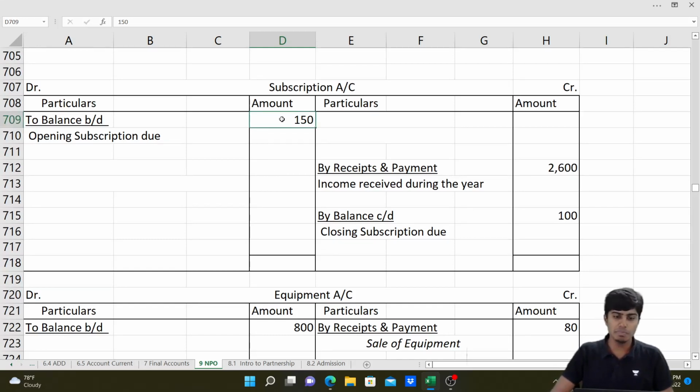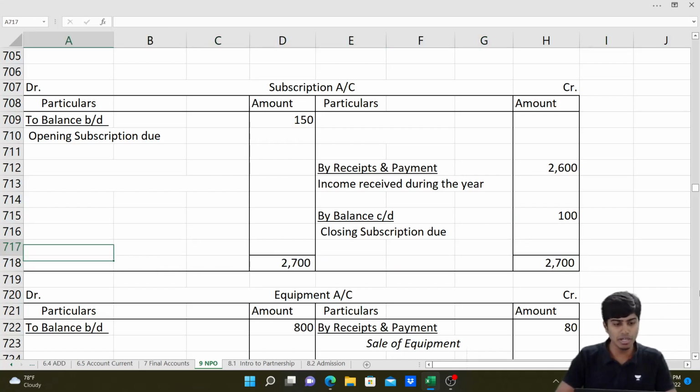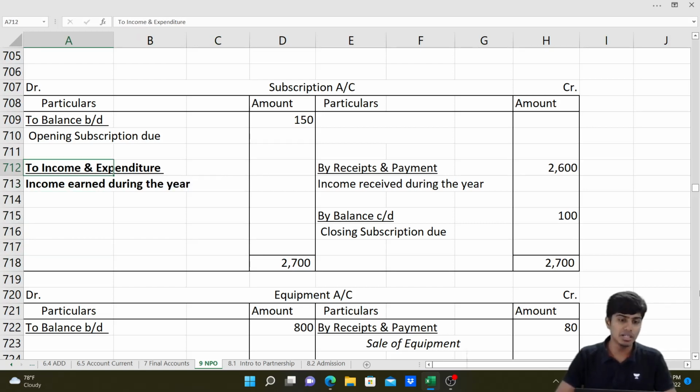So 150 previous year's outstanding, 2600 received during the year, 100 is still outstanding. So I can take the total and then identify the income. No pre-received for opening or closing. So total is higher on the credit side, obviously 2700. I'll write the same 2700 here on the debit. Then I'll find the balancing figure, that is income and expenditure, income earned during the year, subscription due for the year, that is 2550. How did we get this? 2700 minus 150.